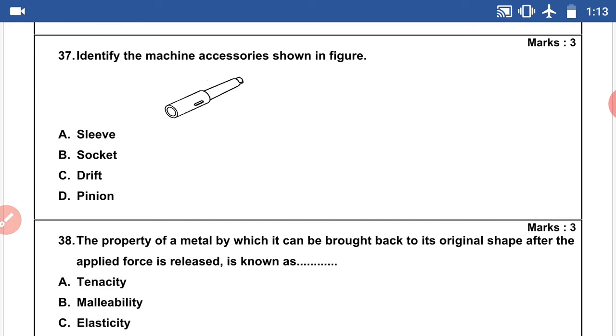Question number 37. Identify the machine accessories shown in the figure. This image's name is sleeve. Option A is the correct answer.